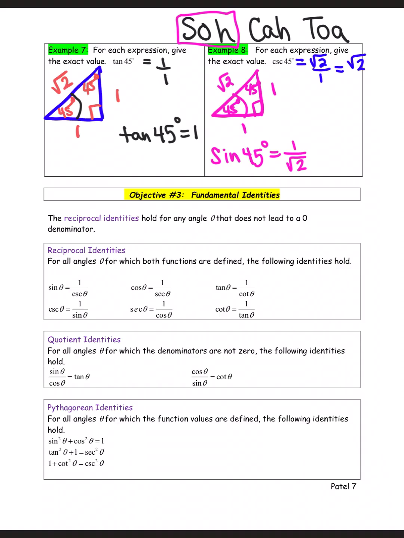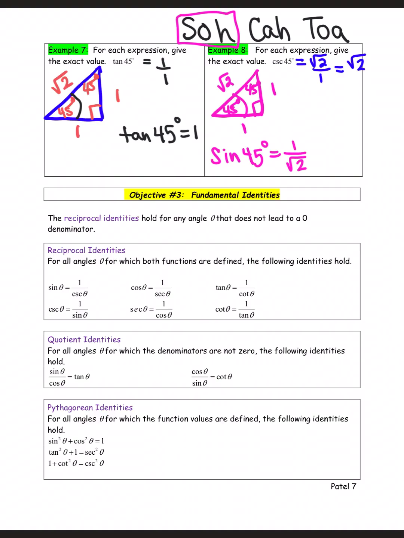The reciprocal identity holds for any angle theta that does not lead to a zero denominator. The following identities hold. Sine of theta is equal to 1 over cosecant of theta. Cosecant of theta is 1 over sine of theta. So if you know sine, you know cosecant. If you know cosecant, you know sine. Cosine of theta is 1 over secant. Secant of theta is 1 over cosine. Same thing. If you know cosine, you know secant. And if you know secant, you know cosine, because you're just taking the reciprocal or the flip of them. Tangent of theta is 1 over cotangent of theta, and cotangent of theta is equal to 1 over tan of theta.